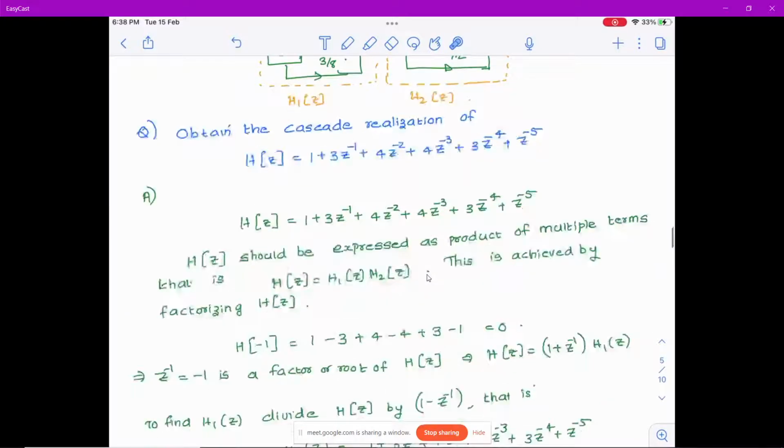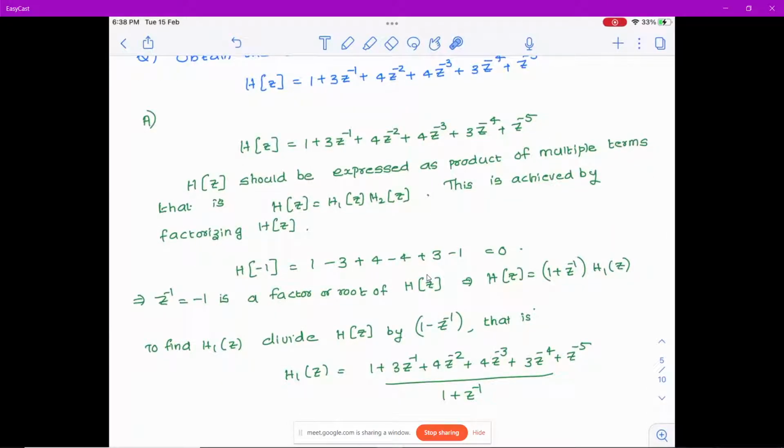For example, let's say I substitute z equal to minus 1. Z in the value minus 1 are substituted. So I'll get 1 minus 3 plus 4 minus 4 plus 3 minus 1. So if you add them together, it becomes 0. That means z raised to minus 1 equal to minus 1 is a factor of this equation. So I can write h of z as 1 plus z raised to minus 1 multiplied by h1 of z.